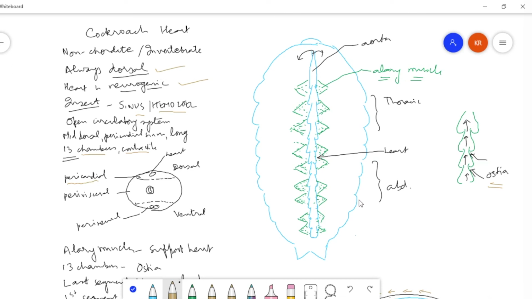So this explains the circulatory system, or basically the heart of the cockroach, as an example for invertebrate system.